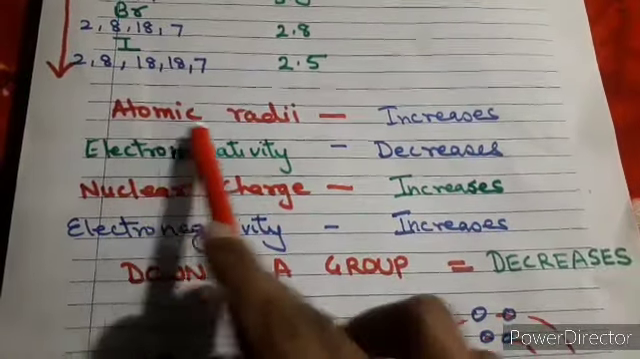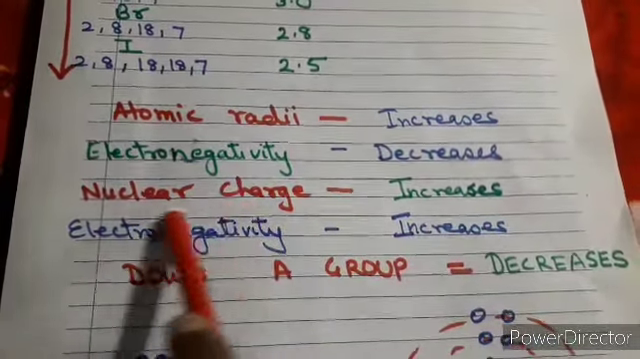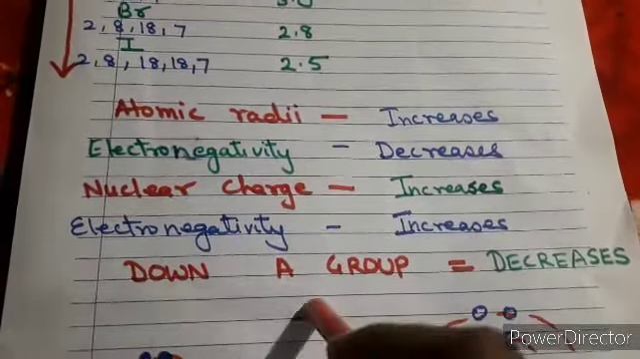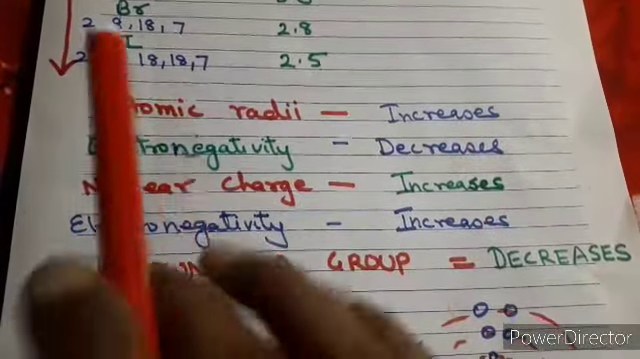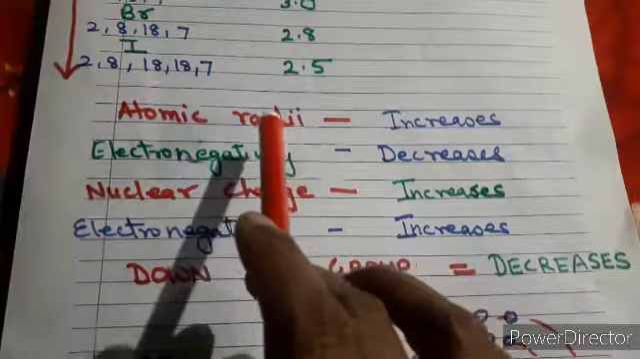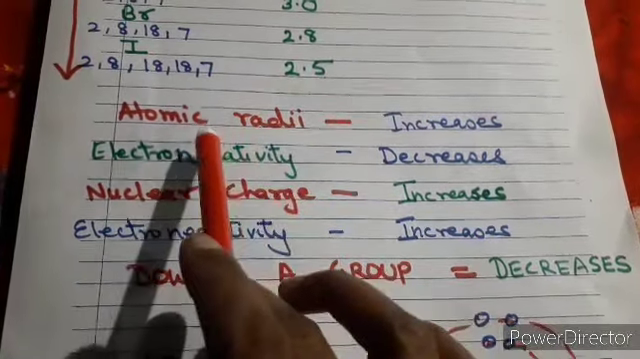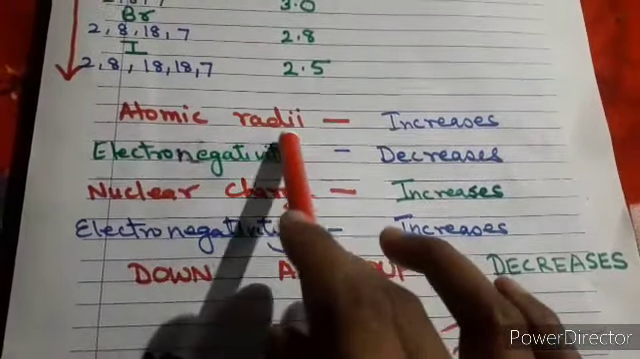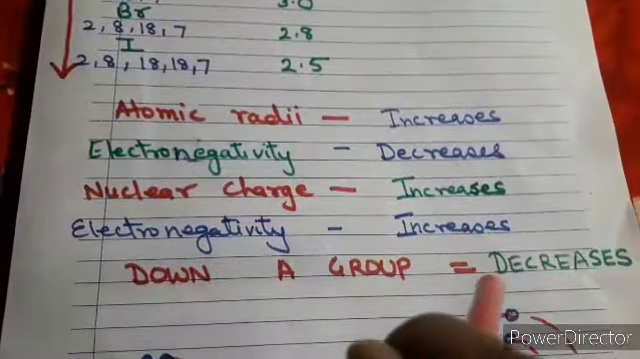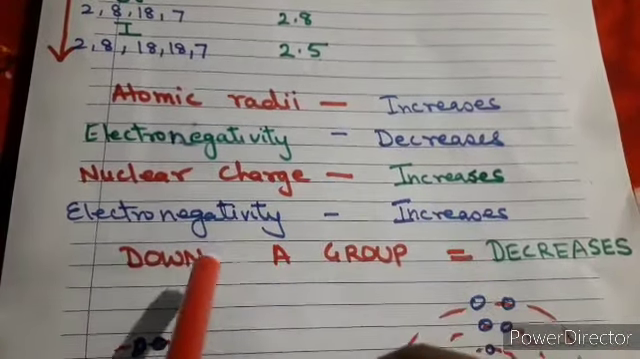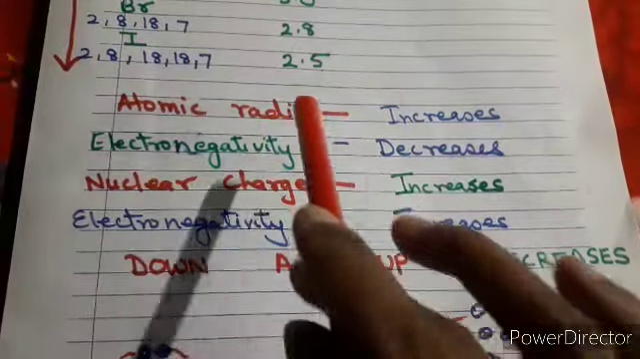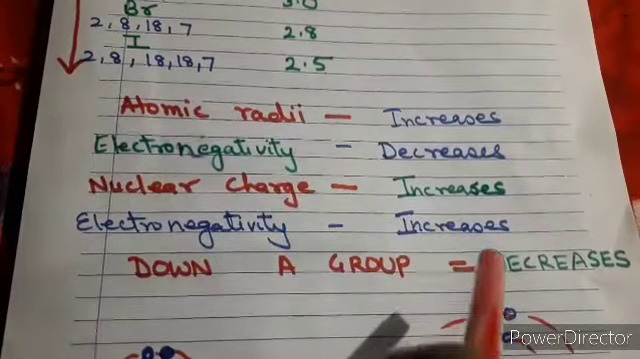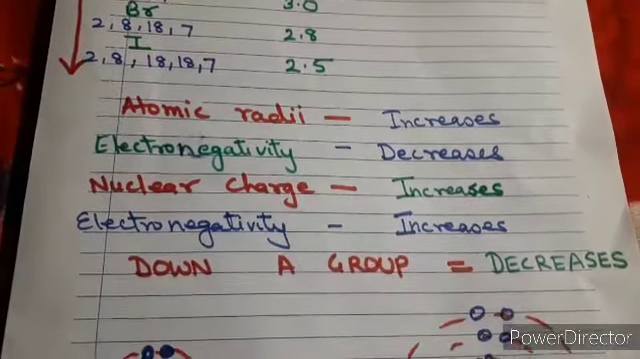So what happens is that the atomic radii or atomic size will dominate over nuclear charge. Because of it, your electronegativity decreases when you move down a group. Once again I am telling you, atomic radii dominates over nuclear charge. So whatever the answer for atomic radius or atomic size is, the same answer you have to apply for the group. So when we move down a group, the atomic size dominates over nuclear charge, and your electronegativity in a group decreases. This is the answer, this is how you have to explain.